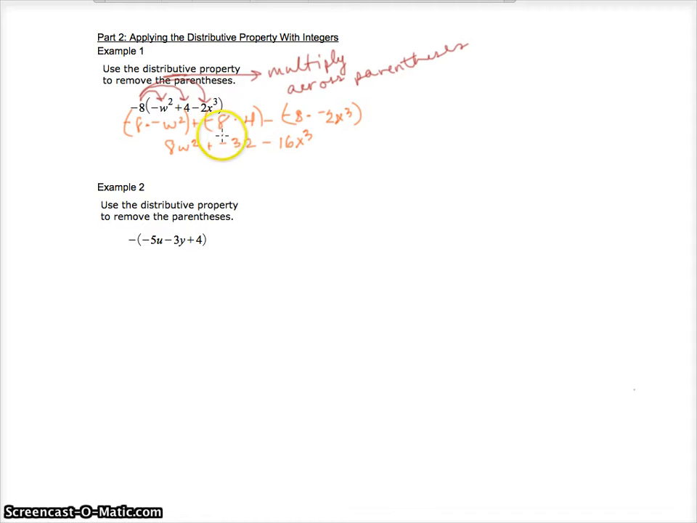Now the one thing is I cannot put plus minus into Alex, so I have to change that. Adding the opposite, or adding a negative value, means that I'm actually subtracting. So 8w squared minus 32 minus 16x cubed. None of these are like terms, so we cannot combine.